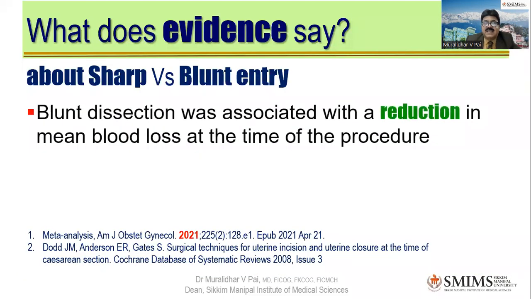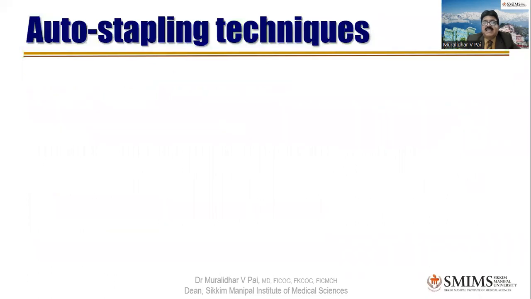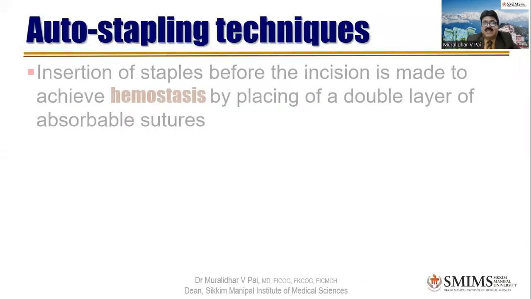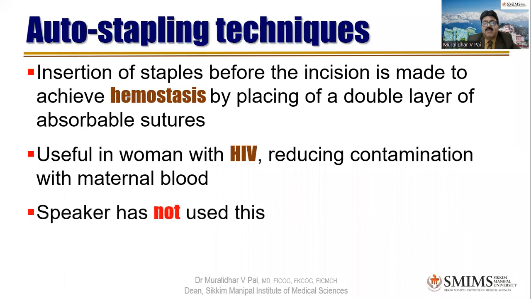So what does the evidence say? Blunt dissection was associated with a reduction in mean blood loss at the time of procedure, which we already understand, and no statistically significant difference related to the need for blood transfusion with the blunt entry. I think I will stop after this slide. Auto suturing technique has some advantage in hemostasis, mainly used in HIV, but I have not used this at all, as I already told you. So tomorrow I will come up with part 2.